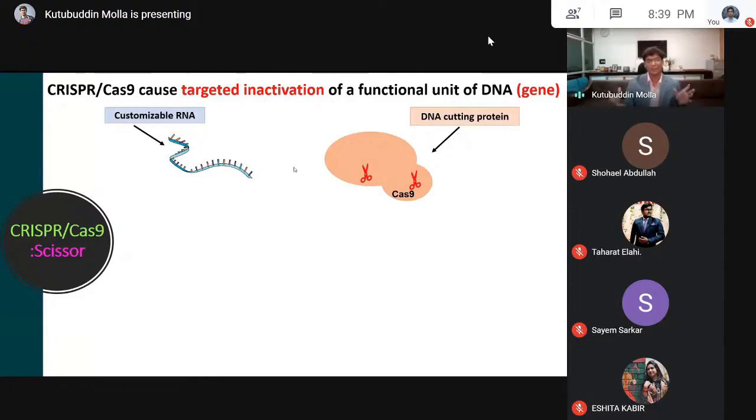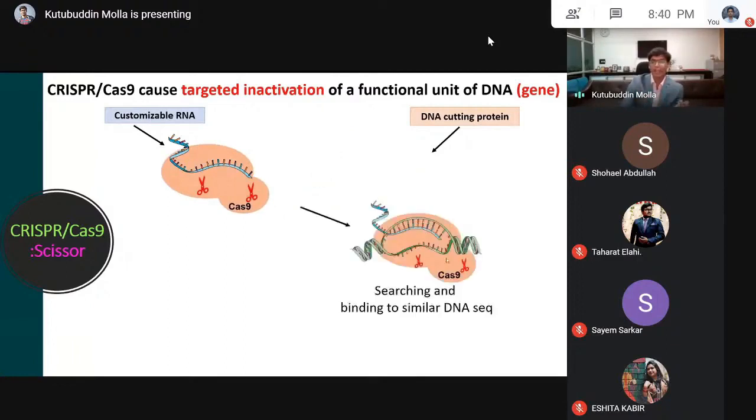If you see the CRISPR-Cas9 system, it acts as a scissor, and it has two components. One is a customizable RNA, and that is called single guide RNA that I told you, and then another is a DNA cutting protein, that is Cas9. So if you just think about these two components, this Cas9 is like a postman which has two scissors in his pocket, and then this RNA is the address for this postman. So now the postman takes the address and it forms the complex, okay, takes the address where to reach, then it goes and searches the whole genome to find the similar sequence with the address.